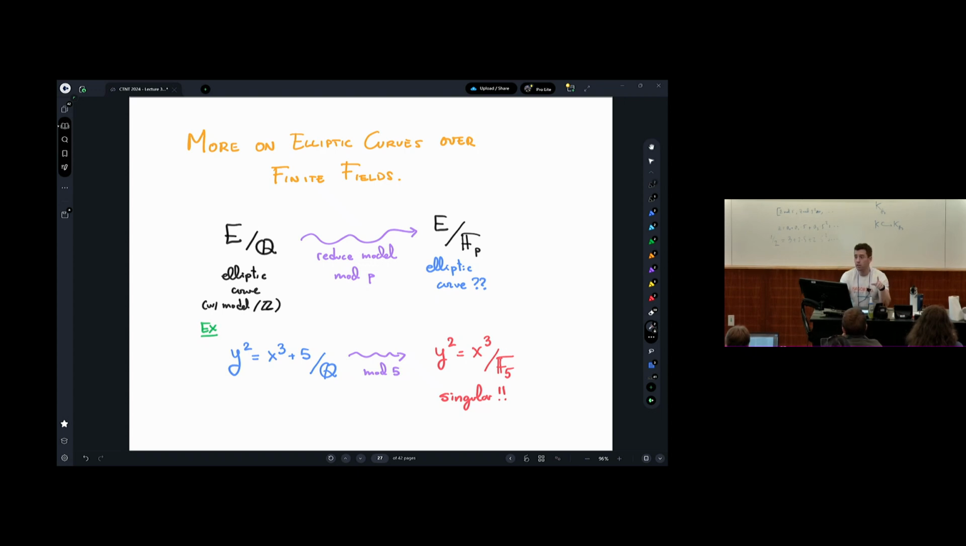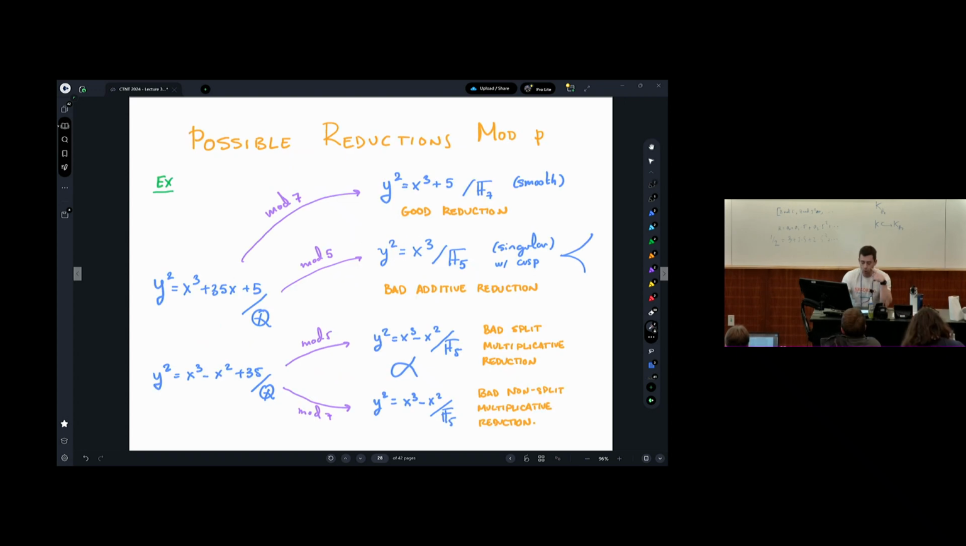So the finite fields, these reductions tell you both about the torsion and the rank. So what happens when you reduce modulo p? Just by example, here's things that can happen. You can have an elliptic curve, reduce modulo 7, and you get a curve that is actually smooth, so it is an elliptic curve. Great. If I reduce modulo 5, though, I get this curve, which is singular.